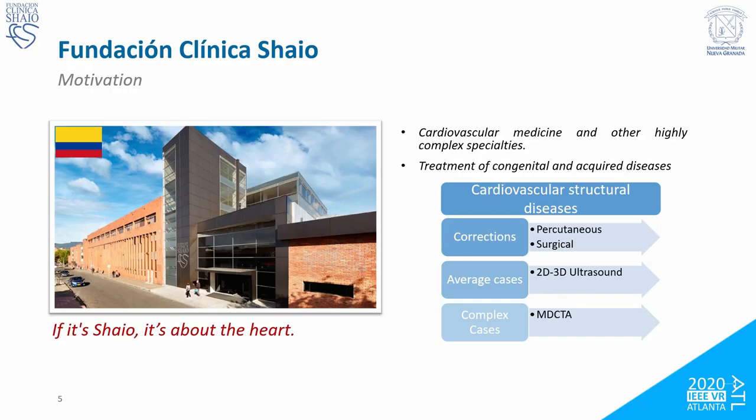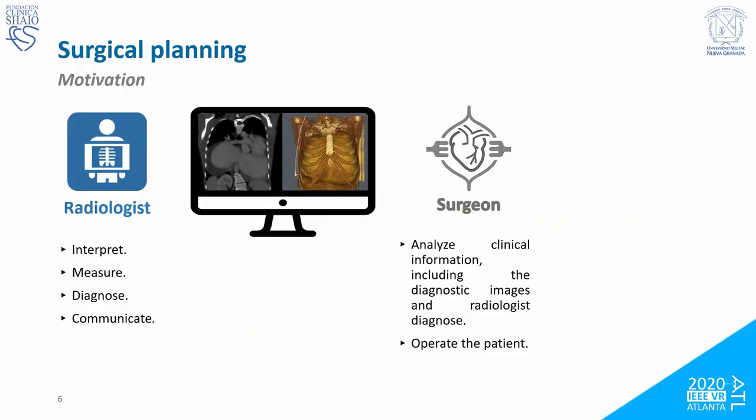At Shaio, we have different highly complex services for the treatment of congenital and acquired diseases. In the field of cardiovascular structural diseases, we perform different kinds of surgical and percutaneous corrections. Medical images are necessary to create surgical planning in these cases. In average cases, we use 2D and 3D ultrasound, and in complex cases, we indicate multi-detector computed tomography and angiography.